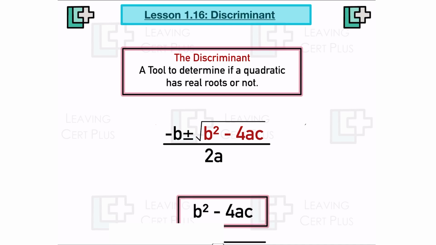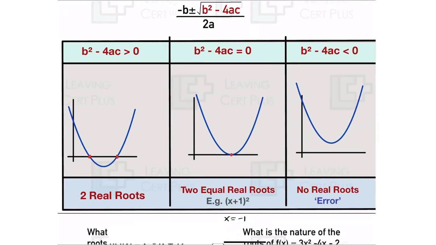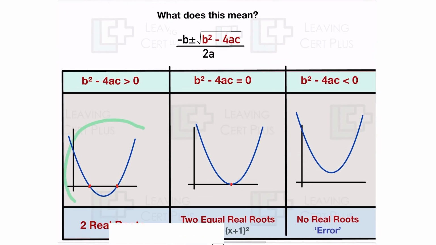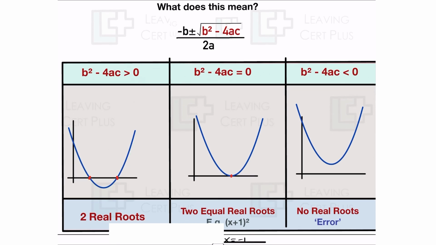Now, what is the discriminant used for? It's basically a tool to determine if a quadratic has real roots or not. Let's have a look at what that means. In a situation like this, you can see your quadratic goes below the x-axis and comes back up. So this basically crosses the x-axis 2 times, so it is said to have 2 real roots.